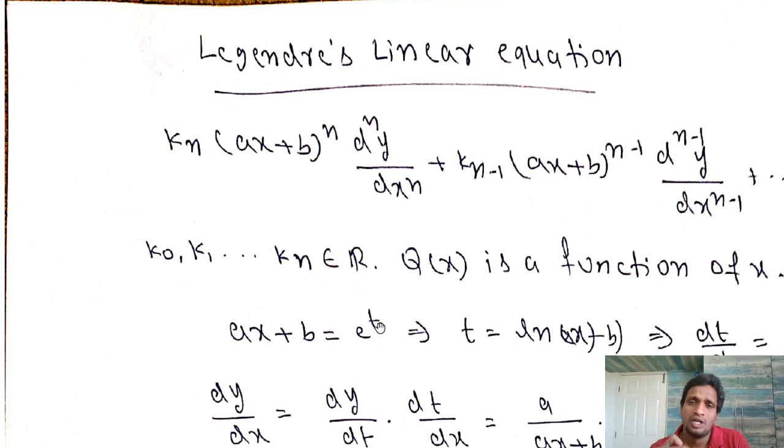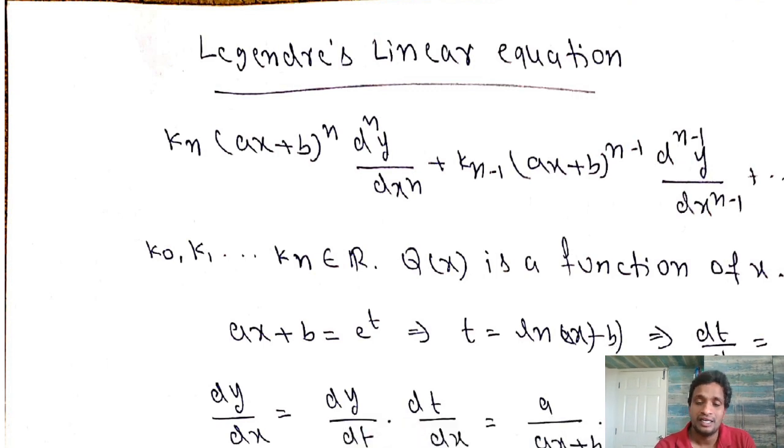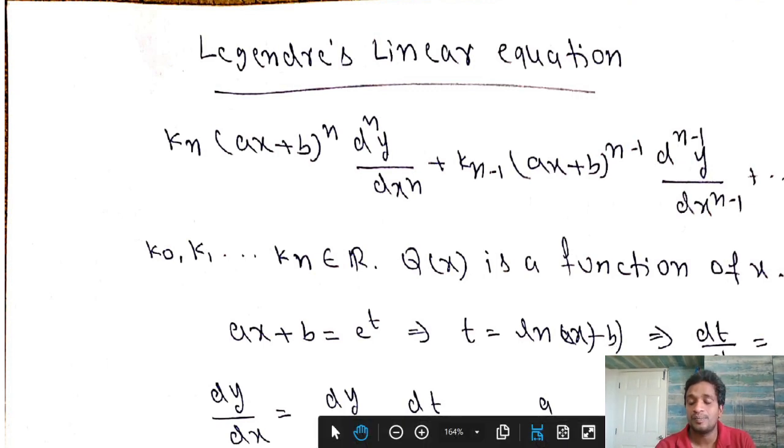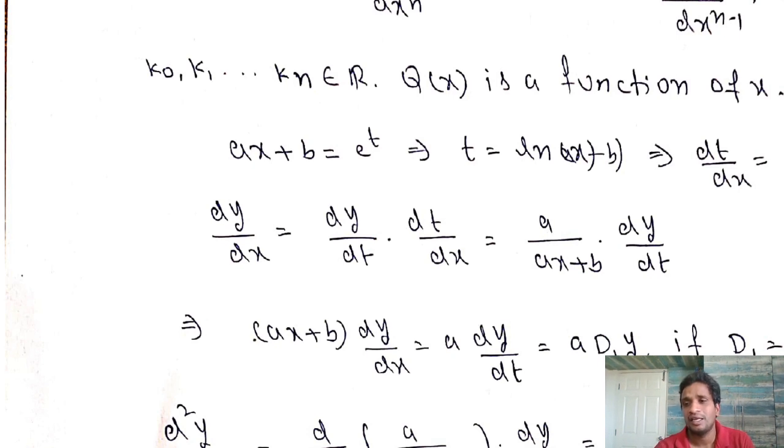So here also, what are we going to do? We are going to change the independent variable x into the independent variable t. First we change the differential equation into dy/dt format, then again we convert into x. So ax+b = e^t. Then t = ln(ax+b). Then dt/dx = 1/(ax+b) times the derivative of ax+b, which is a. In the Cauchy-Euler equation, it is 1/x. So here it is a/(ax+b).